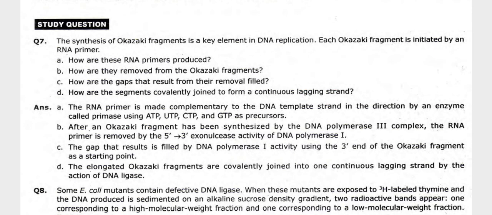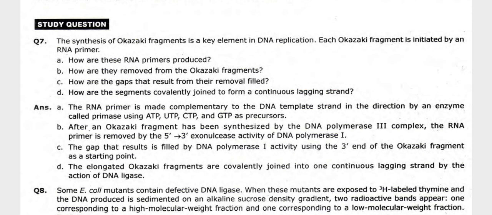The RNA primer is made complementary to the DNA template strand in the 5' to 3' direction by an enzyme called primase, using ATP, UTP, CTP, and GTP as precursors. After an Okazaki fragment has been synthesized by the DNA polymerase III complex, the RNA primer is removed by the 5' to 3' exonuclease activity of DNA polymerase I.